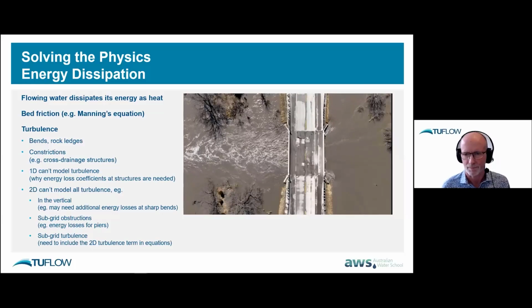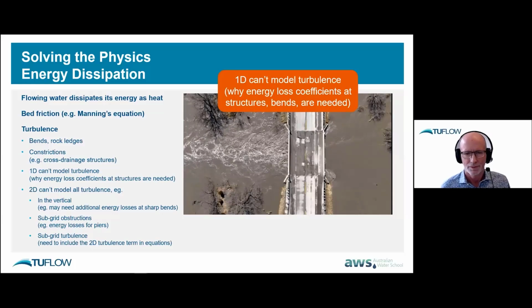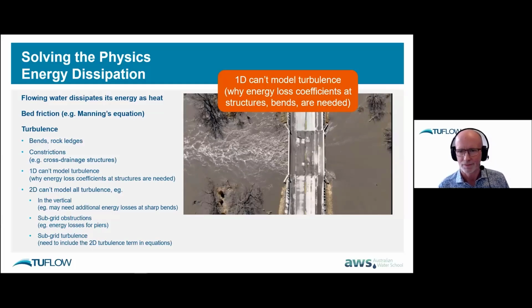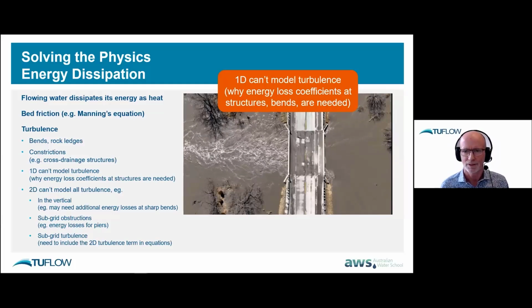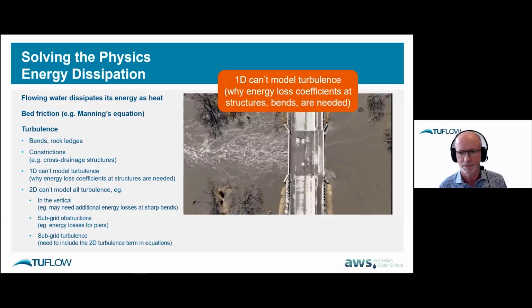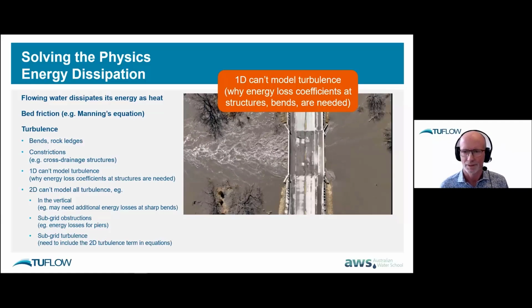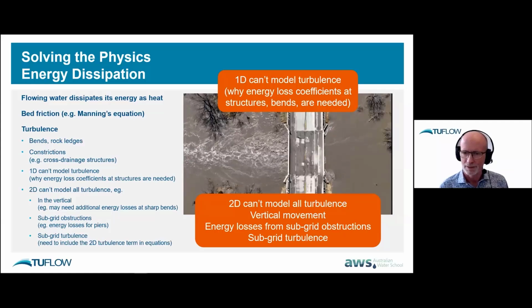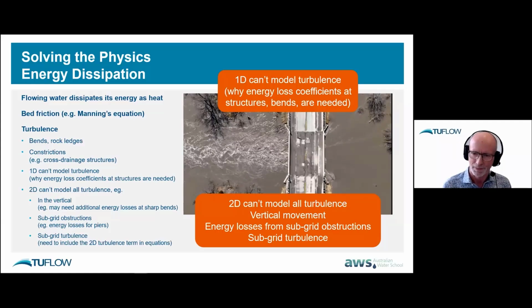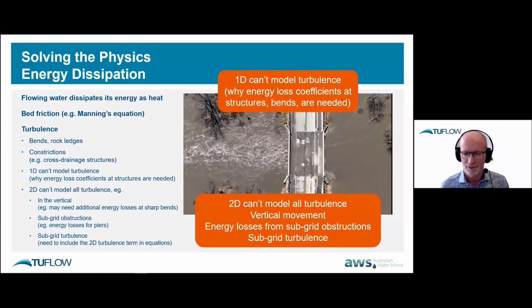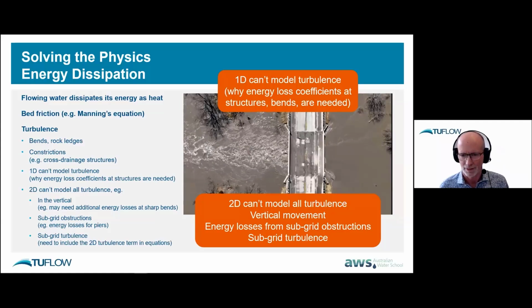So look, the takeaways here are 1D can't model turbulence. So that's why we need energy loss coefficients at structures and bends. And that's why we punch those numbers into 1D models. 2D models a lot of turbulence, but it can't model all the turbulence. So you do need to be cognizant of that fact.